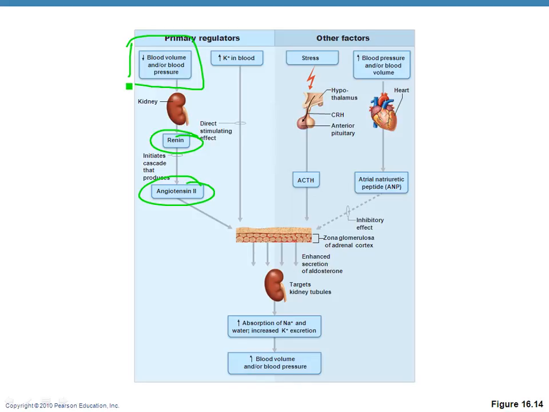So if your blood volume is low, you're going to have this renin released. The renin has a cascade effect, kind of like blood clotting and some of the other ones that we've talked about. Renin is going to initiate angiotensin II. Angiotensin II is going to go directly to the adrenal cortex, particularly this zone, and cause the release of aldosterone. What does aldosterone do? It targets the kidney tubules, and we haven't talked about the kidney tubules yet, but pretty much you'll see that later on in the semester.